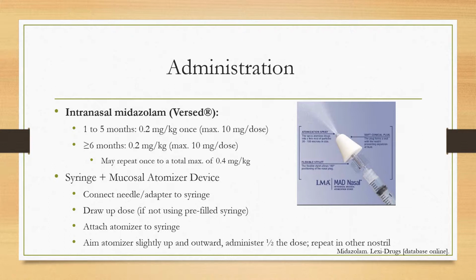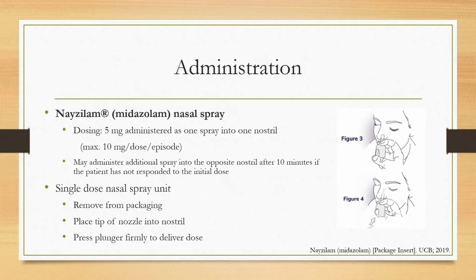Effects of the dose should be seen in approximately 2 to 3 minutes, and if they're not seen at that time, that's when, in some cases, you could repeat the dose, or you would need to contact 911 or go to the emergency room. Nayzilam, or midazolam nasal spray, has been most recently approved for its sole indication in seizure clusters. Dosing for this will be 5 milligrams administered as one spray into one nostril, with a max of 10 milligrams per dose per episode. Knowing that the max is 10 milligrams per dose, we can administer this additional spray into the opposite nostril after 10 minutes only if the patient has not responded to the initial dose.